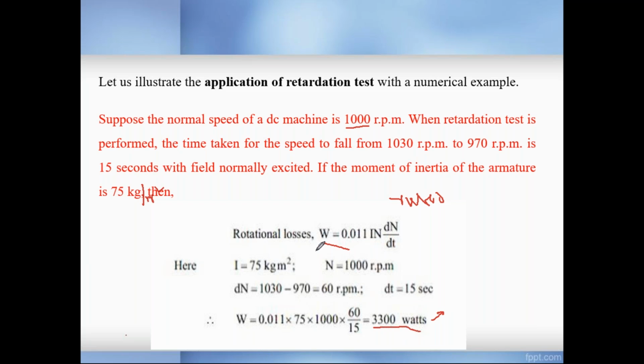This is the way of finding rotational losses. If you want to find them, you need to remember this equation: W equals 0.011 I n dN by dt. Here I is the moment of inertia, N is the speed, dN is the change in speed from high level to low level or low level to high level, and dt is the time taken for the change in speed. This is the model problem showing how we can calculate rotational losses using the retardation test.